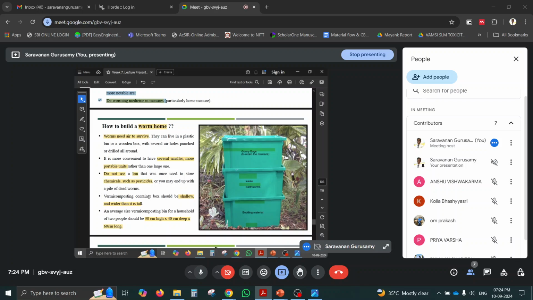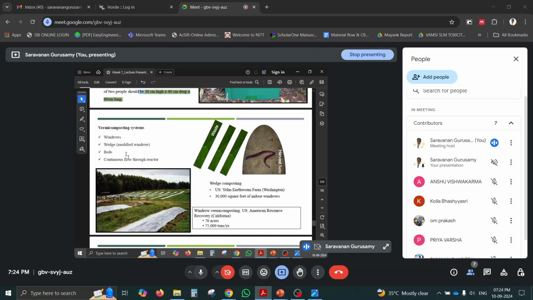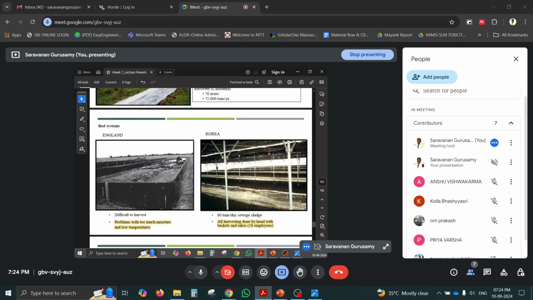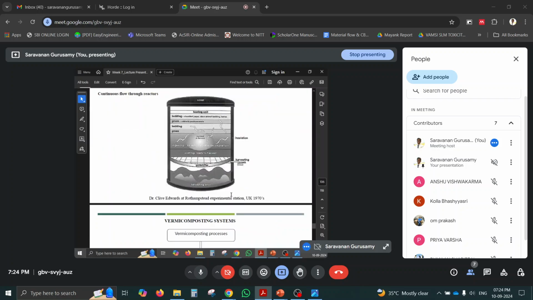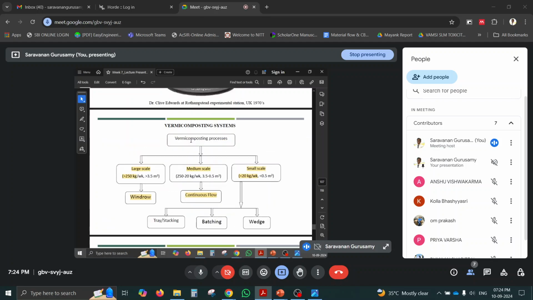Okay, the tray should be shallow, wide and long. The optimum will be like 30 centimeter, 40 centimeter, 60 centimeter long trays you can use. Another type of vermicomposting: we can also do vermicomposting in the form of windrows or wedges or beds, and also through continuous flow reactors. Like a closed reactor, we can also do this type of vermicomposting. Different models like England, Korea you can see, and then continuous flow reactors. As I mentioned, inside the reactor also we can do this type of vermicomposting.